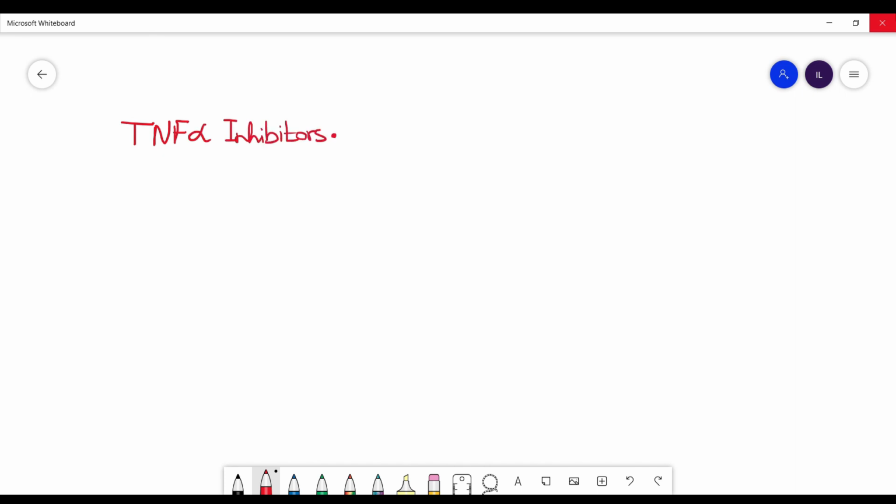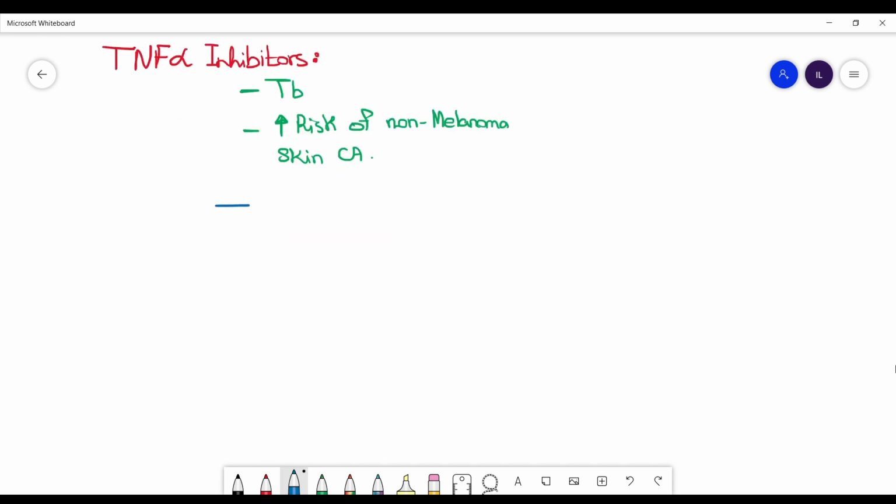Now, the last category is the TNF inhibitors. Again, you need to check for TB before giving any. And one potential question is that they increase the risk of non-melanoma skin cancer. Now, if we have the TNF alpha molecule right here, it's involved in the inflammatory response. We have two types of medicine.